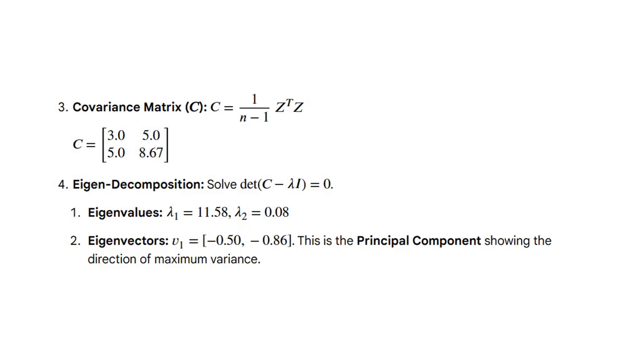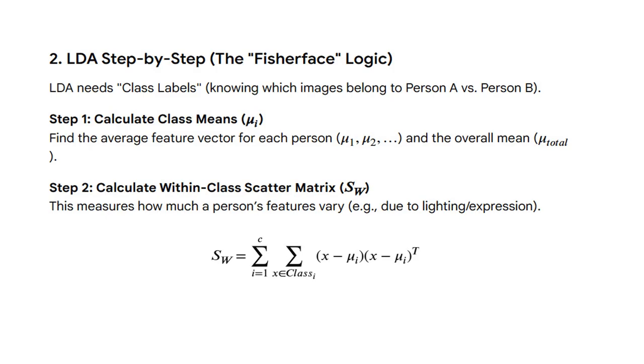Okay, now the same example we will apply with LDA. These are the steps for LDA. The first step is calculating the class means. For each person's mean value, mu1, mu2, like that we calculate. The overall mean is considered as mu total.